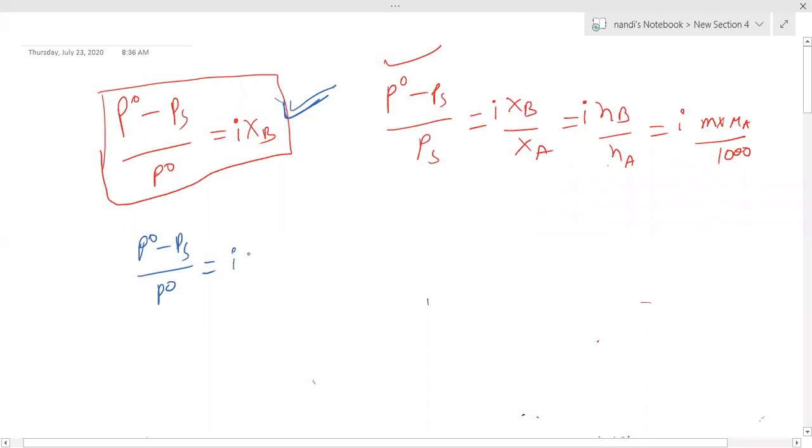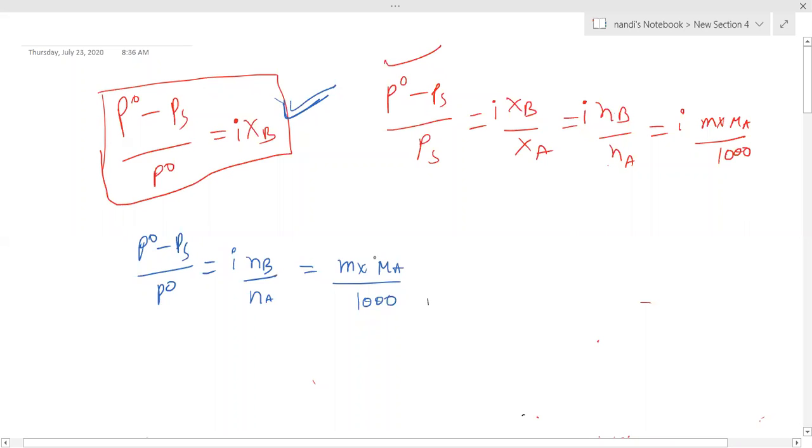If it is a dilute solution, nB by nA is correct for dilute solutions. The i should be only for the solute, not for the solvent. Is it clear? nB by nA: I gave the relationship between molality and mole fraction, so go and search your class notes. nB by nA equals molality into Ma by 1000; I also mentioned that formula.